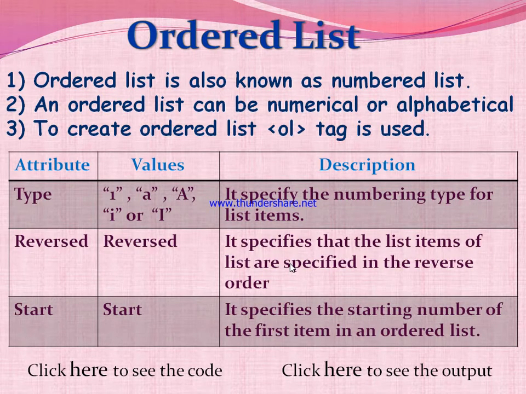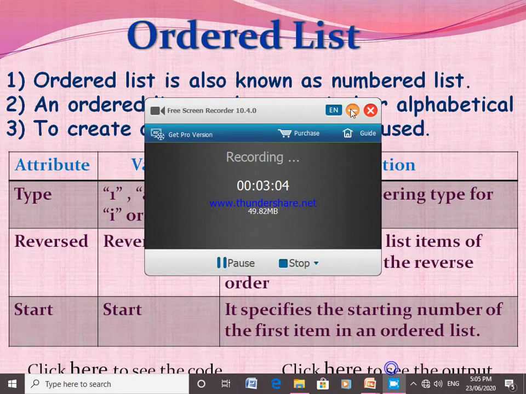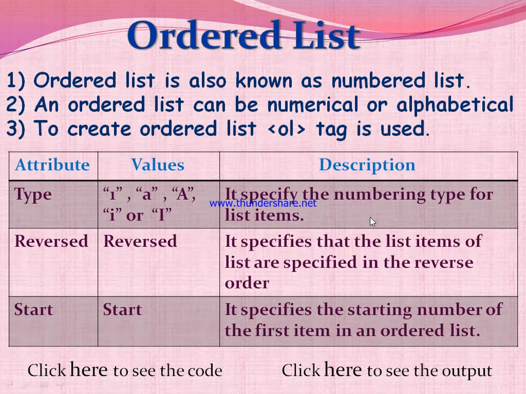So this is all about the concept of list tags and its subtags also. We'll now discuss them one by one in detail. First of all, ordered list. An ordered list is also known as a numbered list because these lists are represented with the help of numerical format. An ordered list can be numerical or alphabetical. To create an ordered list, the OL tag is used. To create an ordered list, following are some important attributes.